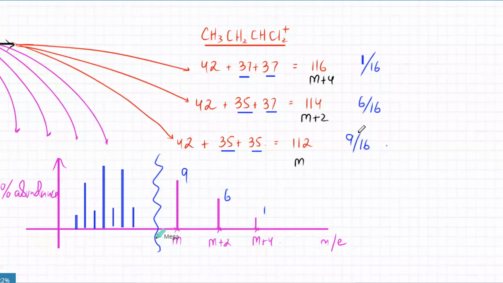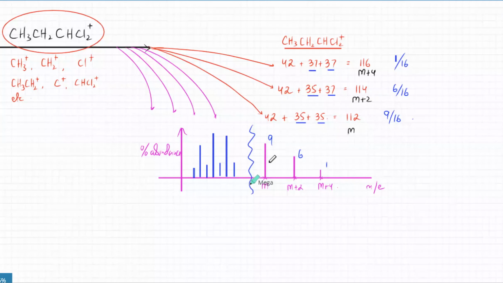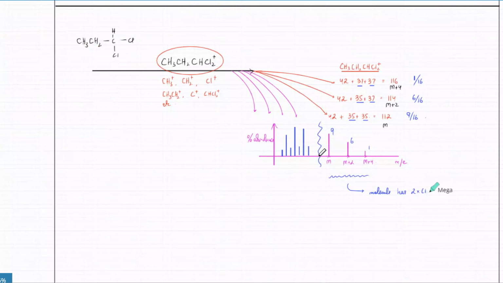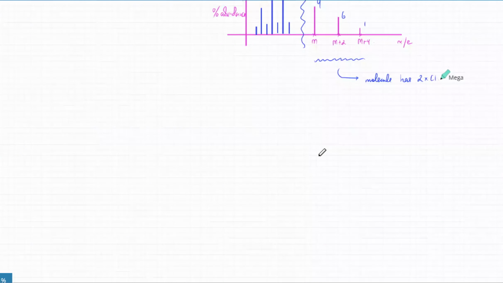Yes, sir. So when you look at the percentage abundance, the molecular ion peaks would look like this. When you see a molecular ion peak like this, 9:6:1, that immediately indicates that the molecule has 2 Cls. So whenever you notice this, that clearly indicates that the molecule has 2 Cl atoms.